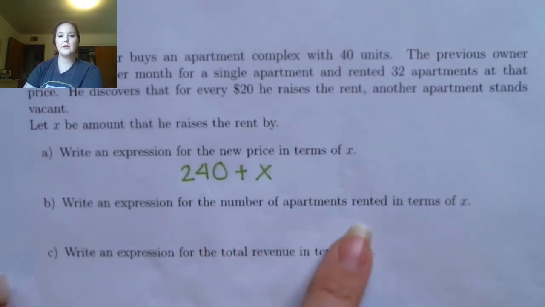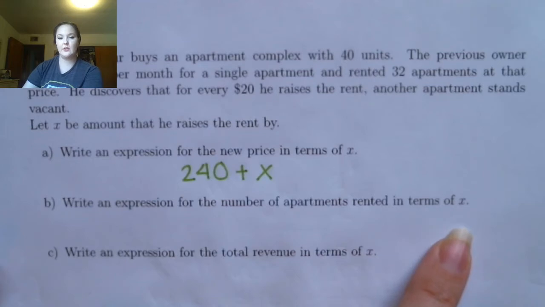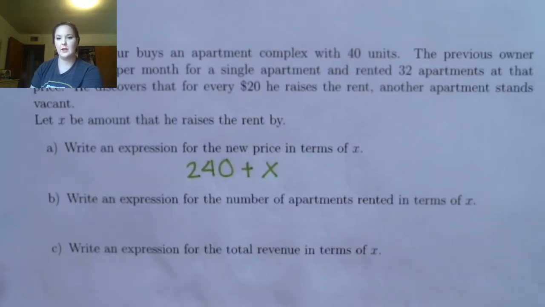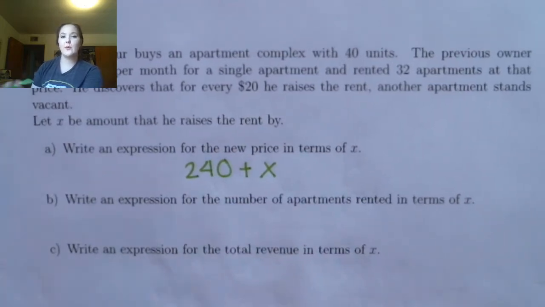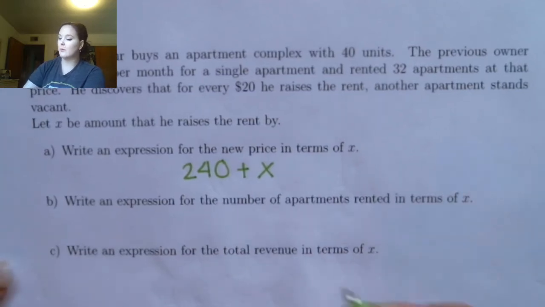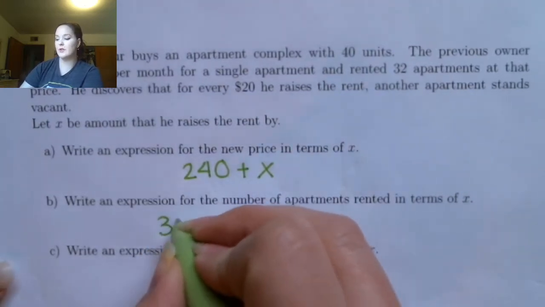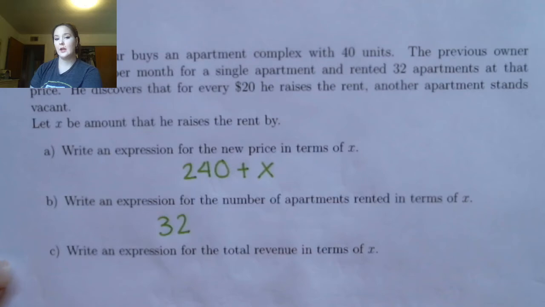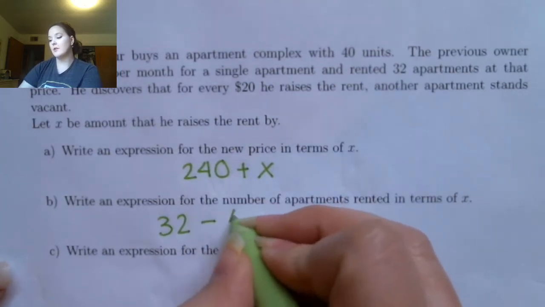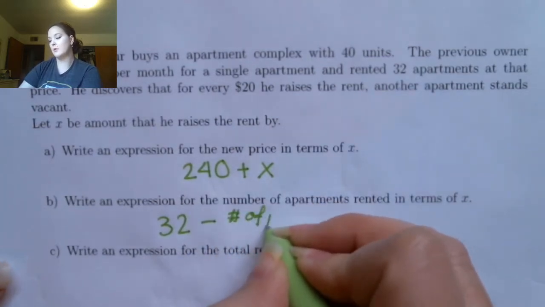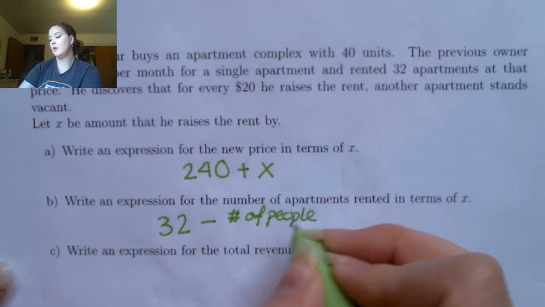Write an expression for the number of apartments rented in terms of X. So we're going to start with the number of apartments that are rented right now, which is 32. And we're going to subtract the number of people who move out.